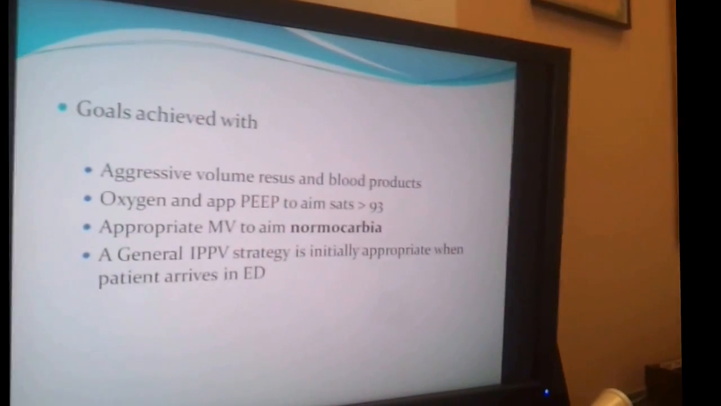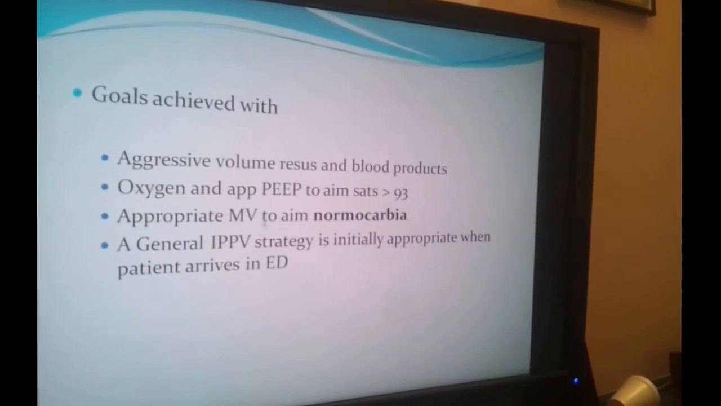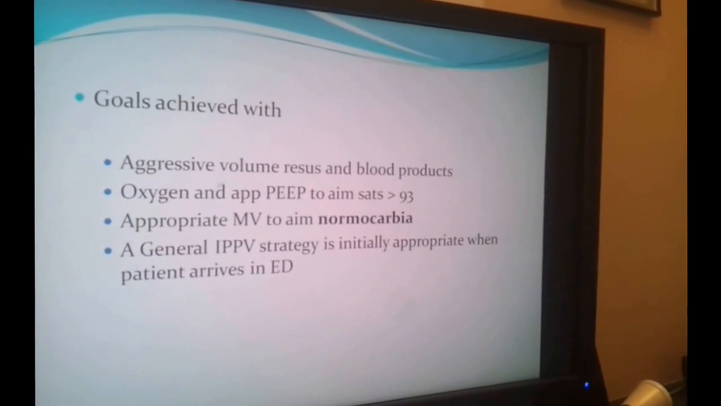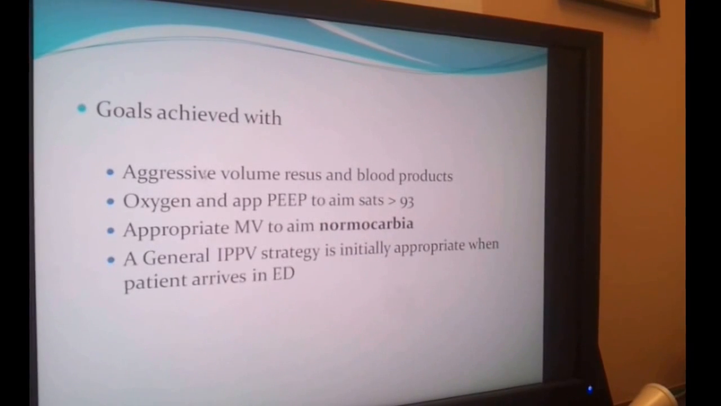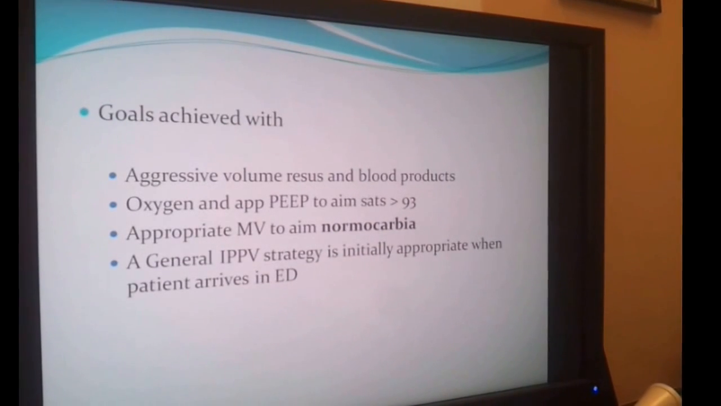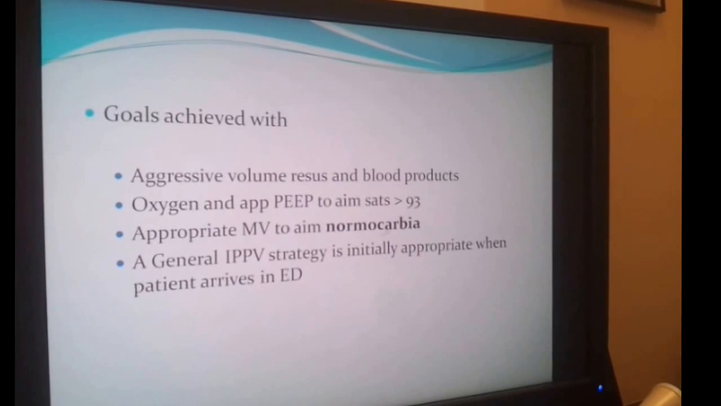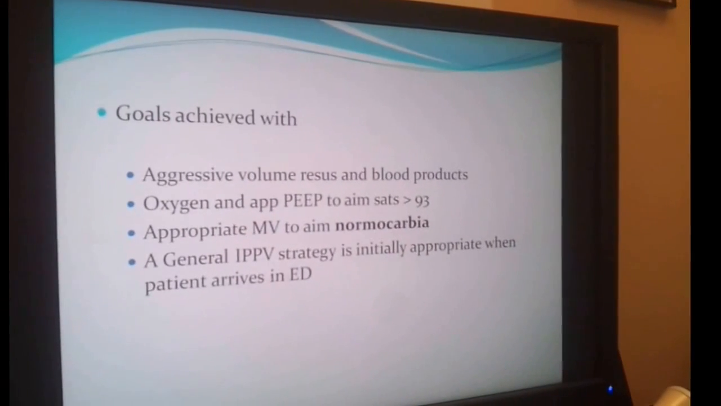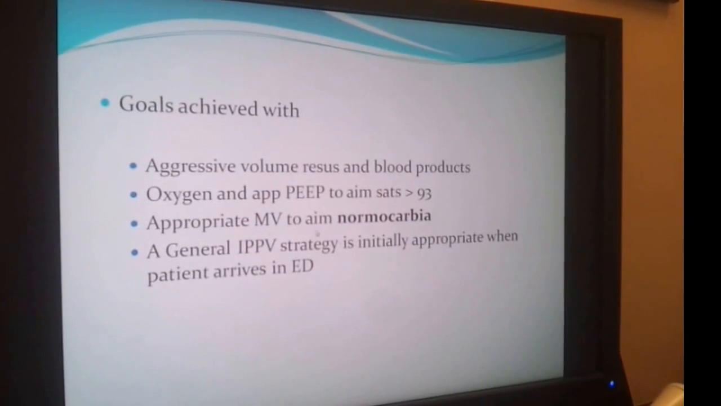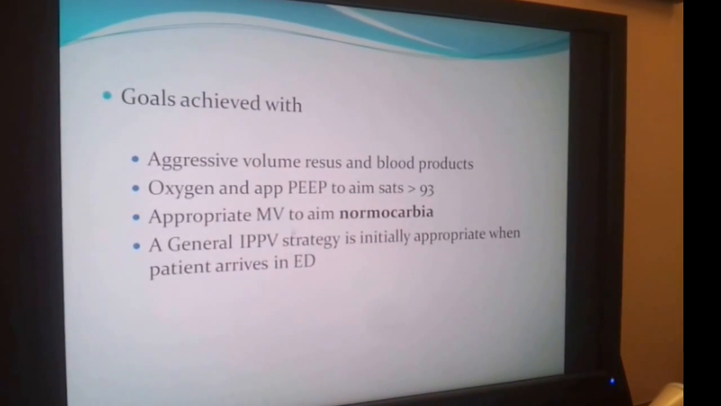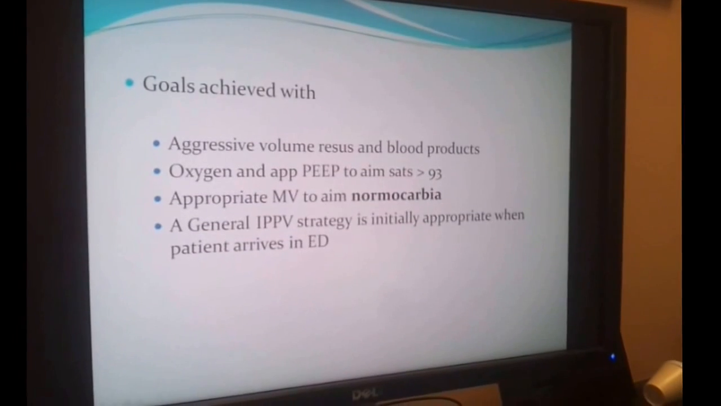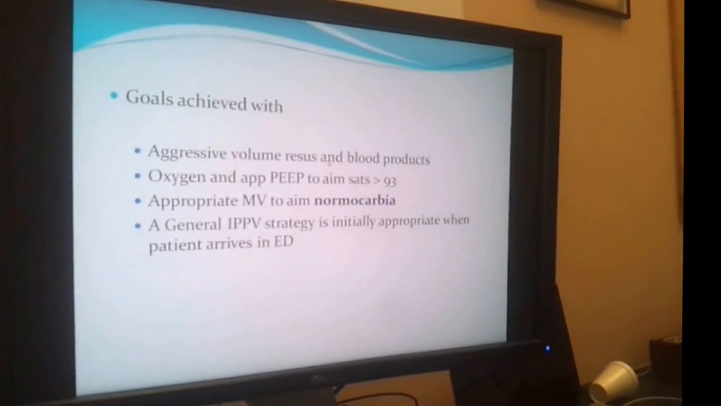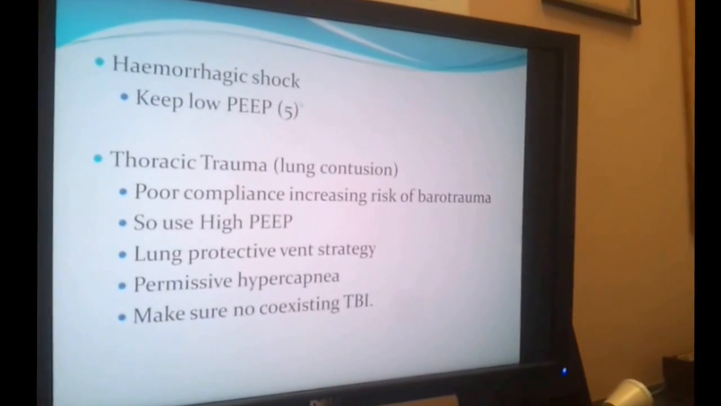Appropriate minute ventilation to aim for normocarbia. You can increase their minute ventilation by increasing the respiratory rate or increasing the volumes, but don't go up in the volumes from 8 mils per kilo; start increasing the rate and decreasing the time inspired to achieve normal CO2. A general strategy. What a general strategy means is 8 mils per kilo, not 6 mils per kilo, so that you can take care of normocarbia. Otherwise, if you give 6 mils per kilo as lung protective ventilation, there would be hypercarbia affecting the brain.